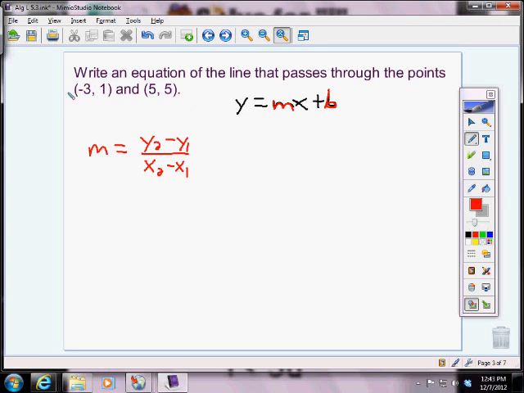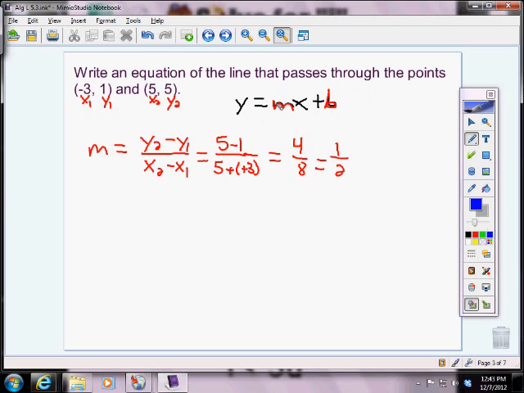So using our points here, again, this is always x, this is y, this is x, this is y. I'll make this x1, y1, and this x2, y2, but you could switch these around. So I'm going to take 5 minus 1 over 5 minus a -3. Again, be careful with your negatives, as I've said before. That's not just 5 minus 3, it's 5 minus a -3. 5 minus 1 is 4. Keep, change, change. 5 plus 3 is 8. 4/8 reduces to 1/2.